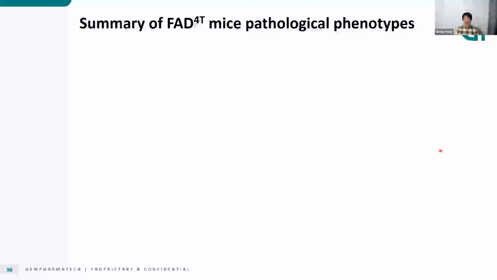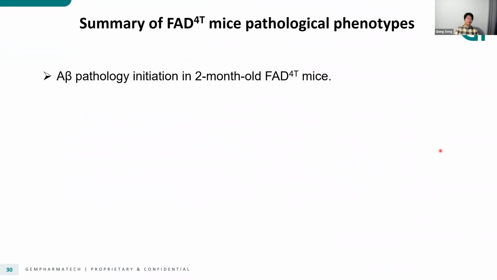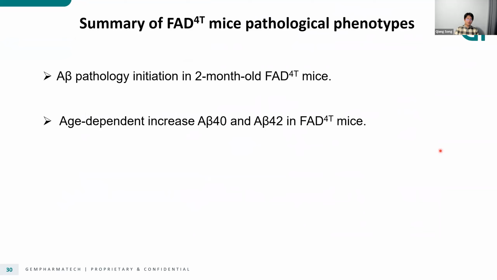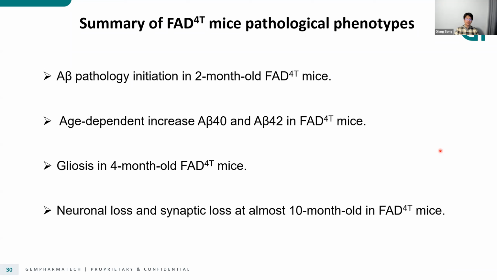And here, I would like to give a little summary about the FAD40 mice pathological phenotype. Firstly, we detected the A beta pathology initiation in 2 months old FAD40 mice and have shown an age-dependent increase of A beta 40 and A beta 42 in the FAD40 mice. And also, we detected gliosis in 4 months old FAD40 mice. And another feature is the neuronal loss and the synaptic loss at almost 10 months old in FAD40 mice.